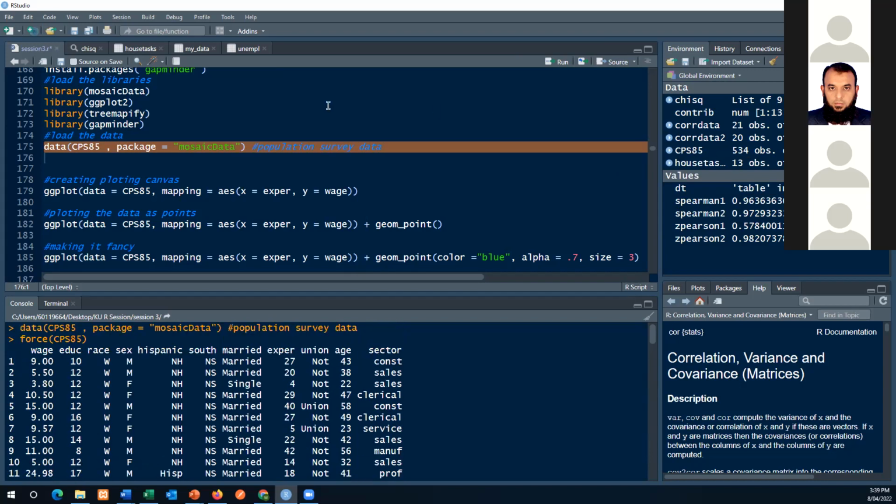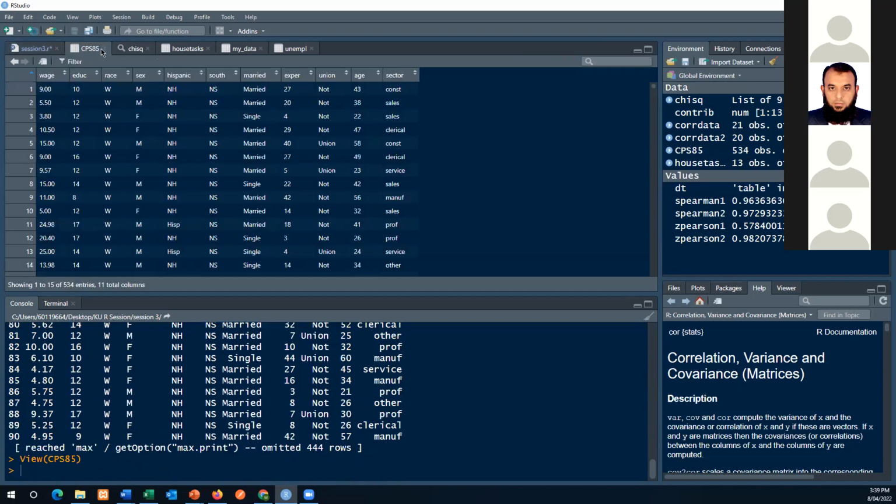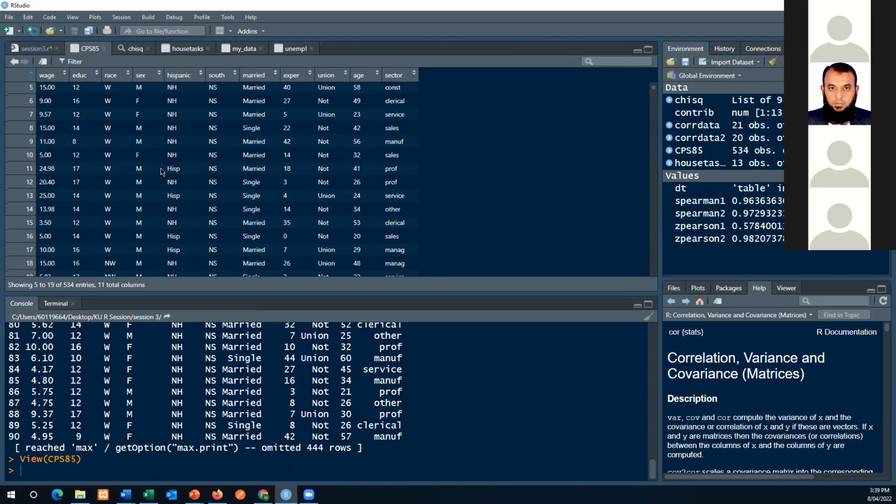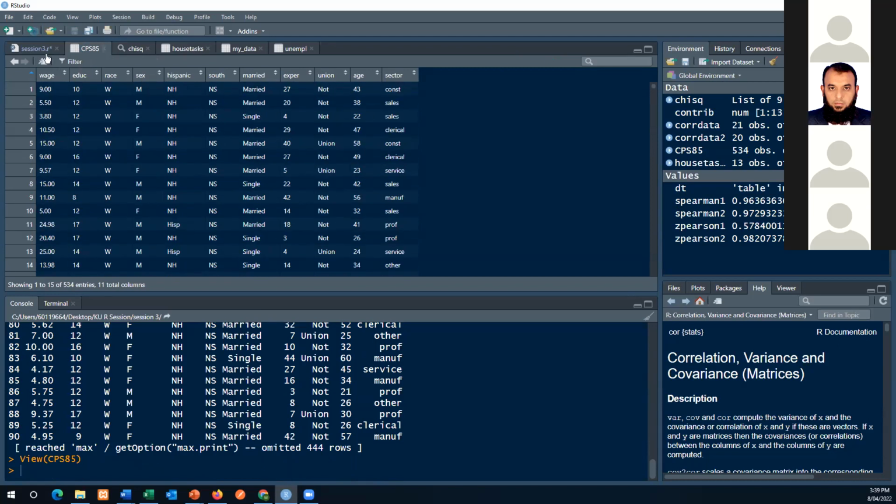This is CPS85: wage, education, race, sex, Hispanic, South, marriage. These are the different columns. You can see it's a mixture of both numerical and categorical data. Now using these we'll try to do some graphing.